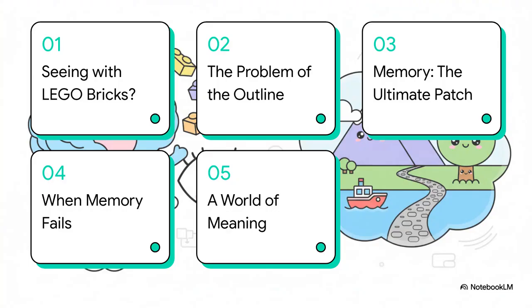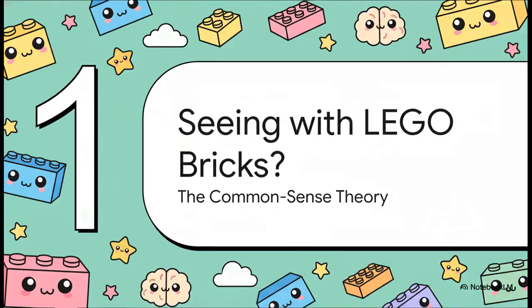Okay, so here's the game plan for our little journey. We're going to start with that common sense theory of seeing, and then we're going to poke some massive holes in it. We'll see how it tries to patch itself up, watch it fail spectacularly, and finally, we'll uncover a completely different and honestly a much more mind-bending way our brains actually work.